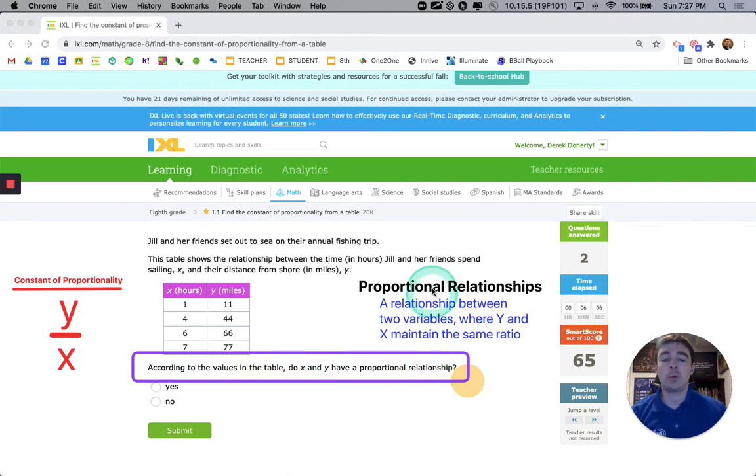And remember, proportional relationships are relationships where y and x maintain the same ratio to each other at every data point. Y divided by x should always spit out the same constant of proportionality if you do have a proportional relationship. So I'm going to go ahead and test here. We use different colors to test. In the first one, we'll test this first row.